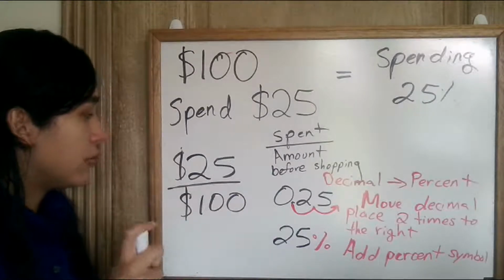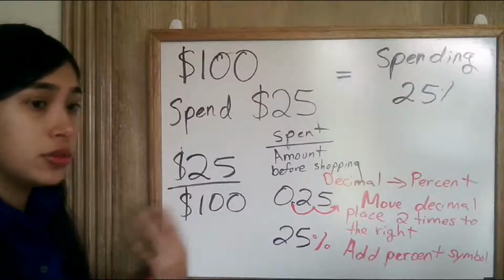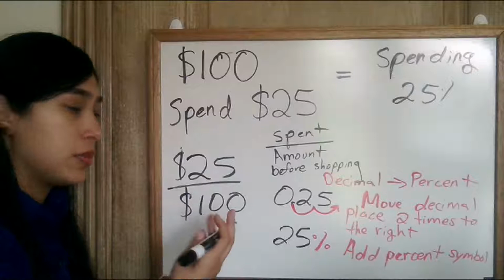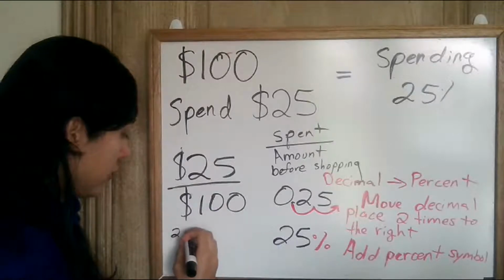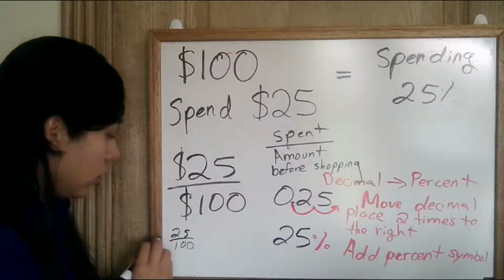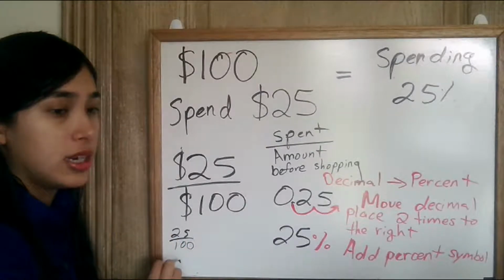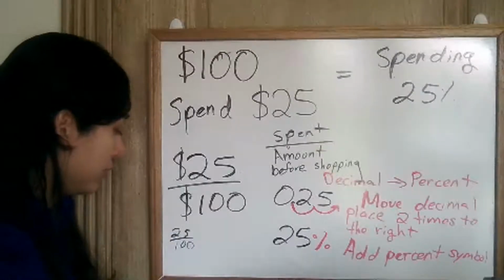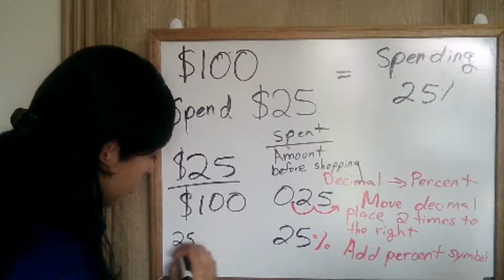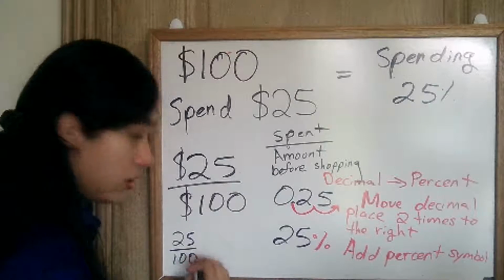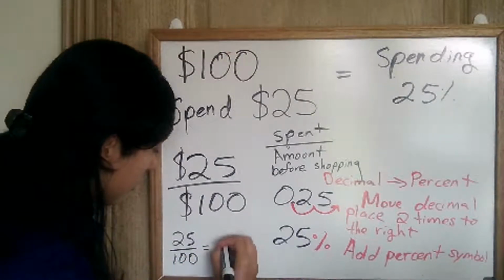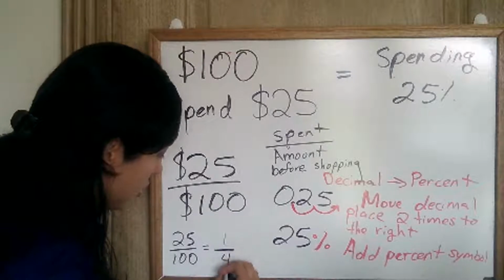Something else I do want to mention is that, as we always do with our fractions, we can go ahead and simplify. So 25 out of 100. I know 25 fits 4 times over 100. Oh goodness, let me draw that nicer. There we go. I know 25 fits in 100 4 times, so that would be the same as 1/4.